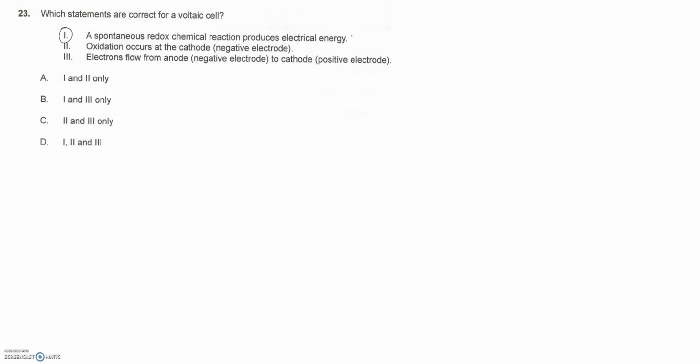And number two, oxidation occurs at the cathode, the negative electrode. That is an incorrect statement. It's mixing cathode with negative when it shouldn't be.